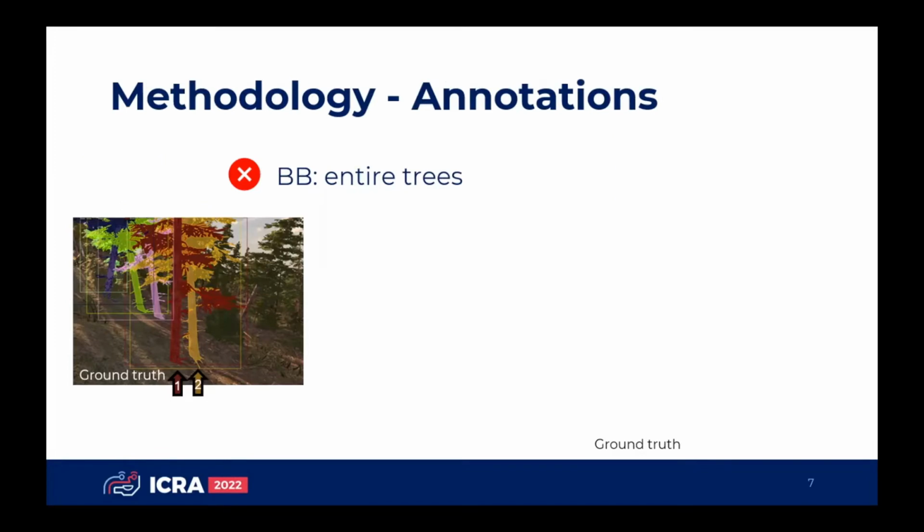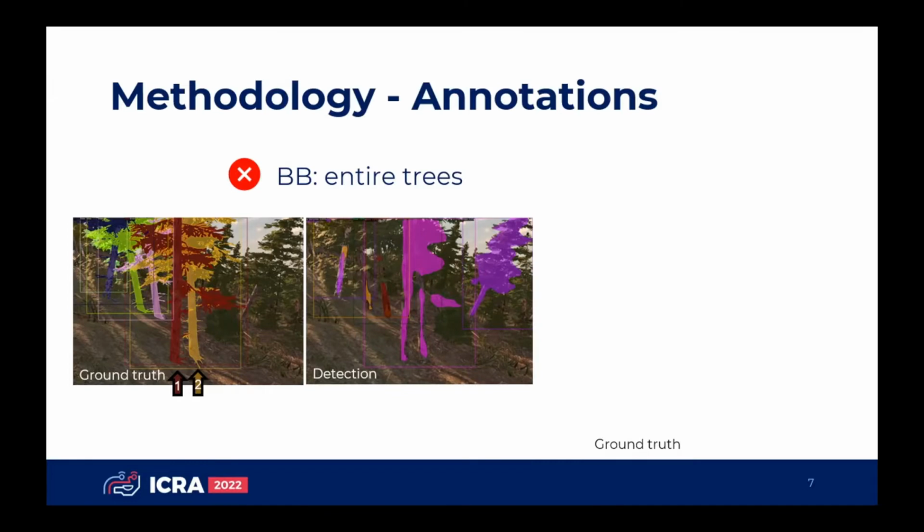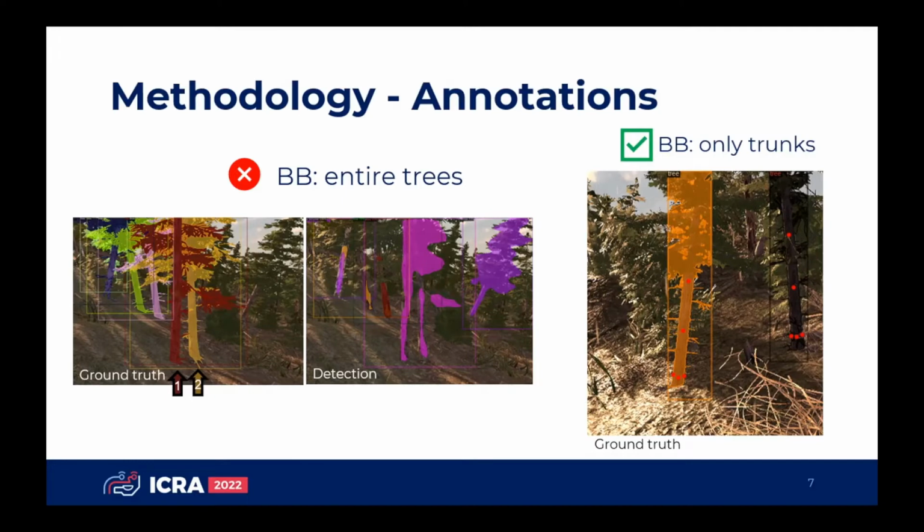An early finding we made was that including the entire trees in the bounding box can lead to misdetection. As we can see on the image on the left, the two trees at the front have their ground truth bounding boxes overlapping. And when a model like Mask R-CNN makes a prediction, the non-maximum suppression operation will suppress one of the two predicted bounding boxes so that only one tree is detected. So instead of detecting the entire tree, we propose to only detect the trunk region.